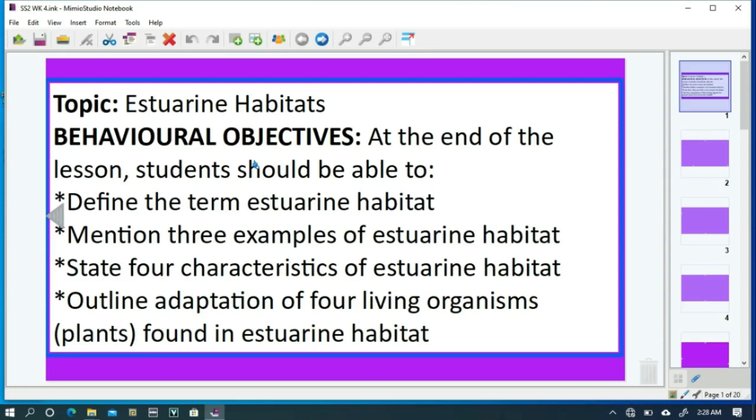Today's topic is Estuarine Habitat. At the end of the lesson, you should be able to define the term Estuarine Habitat. Mention 3 examples of Estuarine habitats. State 4 characteristics of estuarine habitats. Outline adaptation of 4 living organisms, basically plants found in estuarine habitats.